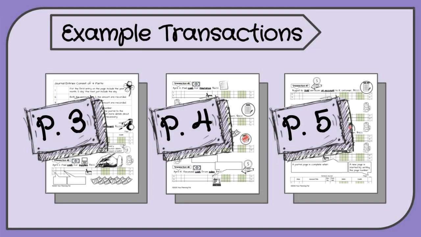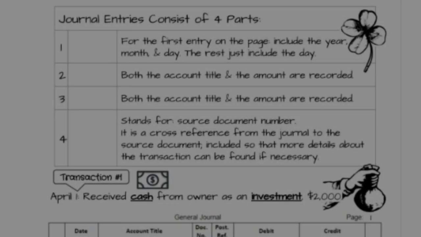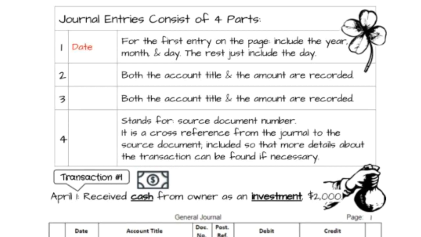Next up, we have 10 example transactions on pages 3, 4, and 5. On the top of page 3, we see that journal entries consist of 4 parts. The first part is the date, and for the first entry on the page, you include the year, the month, and the day, and then the rest of the entries, you just include the day. Second is both the account title and the amount for the debit. Third, same thing, but for the credit. It's the account title and the amount.